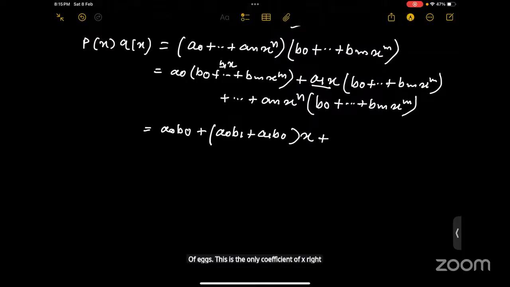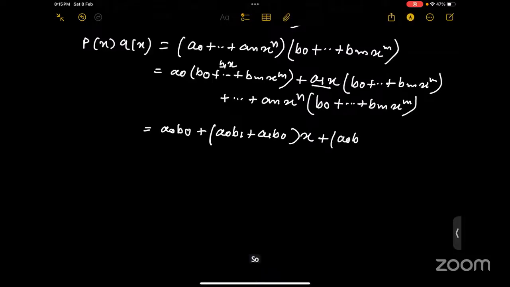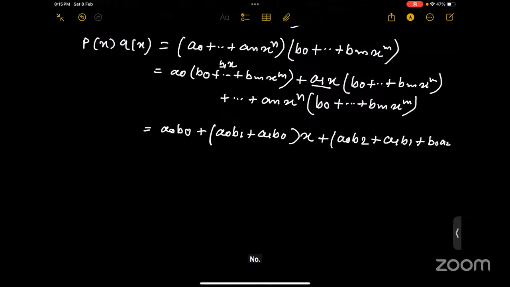Similarly, we can get the coefficient of x squared. So it will be a0 b2, then we have a1 b1, and then from the next term we will get a2 b0. This is the coefficient of x squared. Is it fine? And it will go up to the nth term.